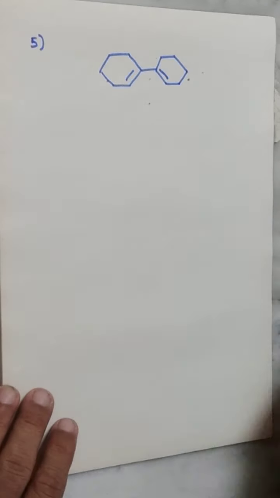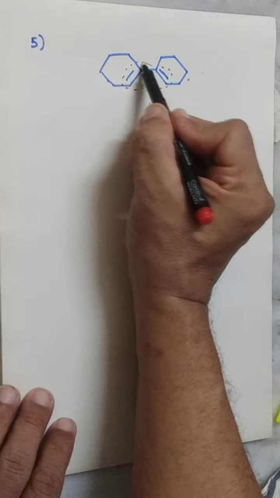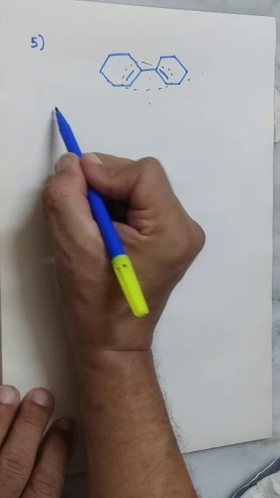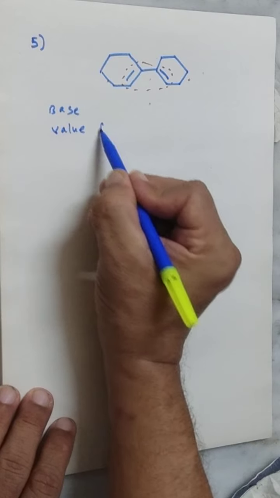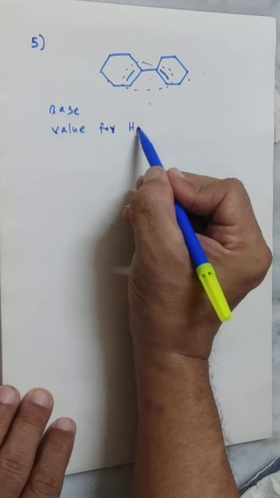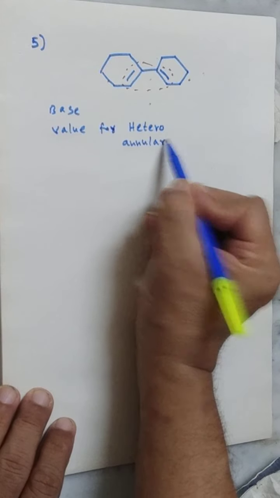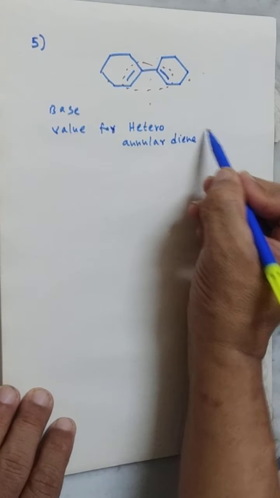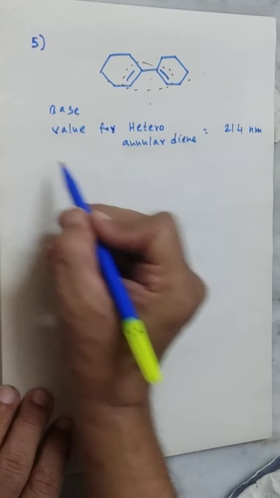Fifth one is very, very simple. This is a very, very simple example. If you observe carefully, that is nothing but a heteroannular diene. The base value for heteroannular diene is equal to 214 nanometers. Right. Now no exocyclic double bonds.